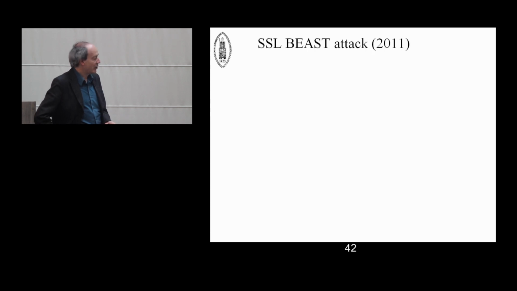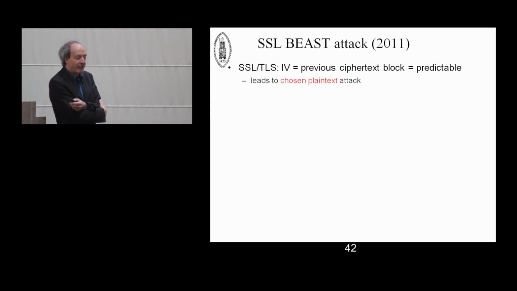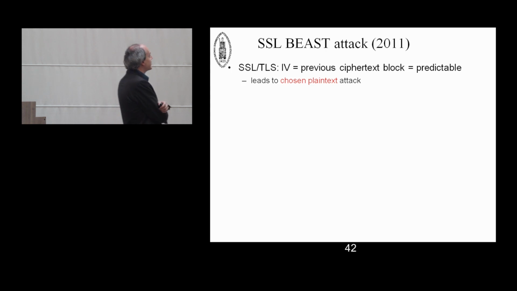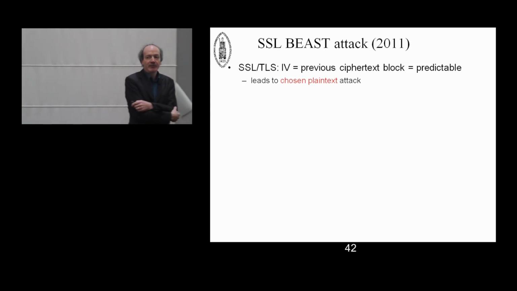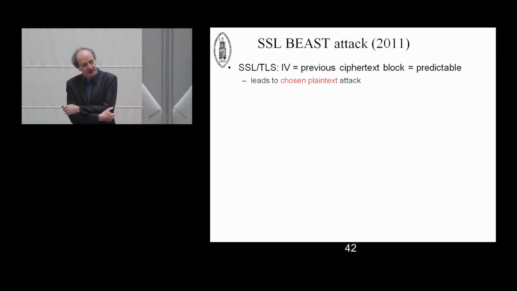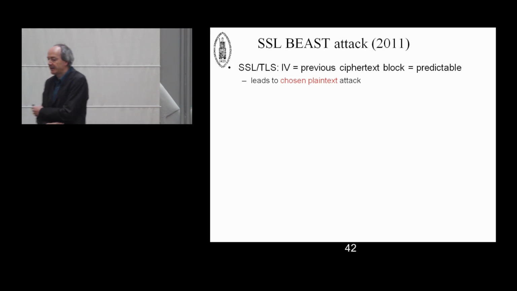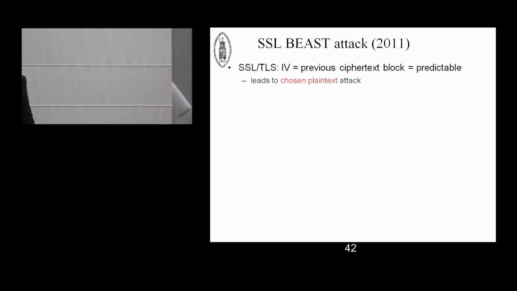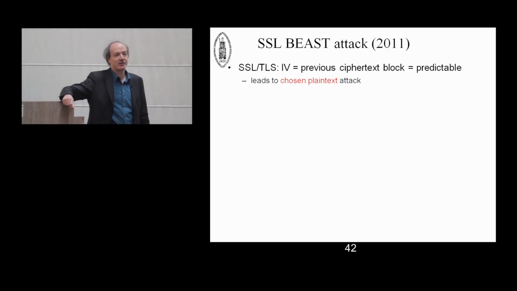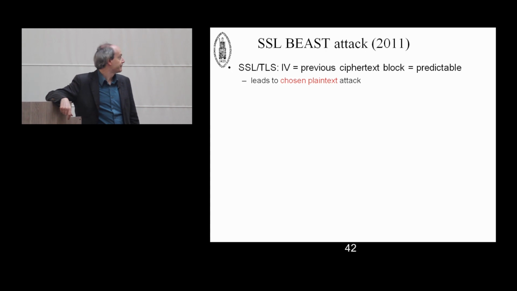So in 2011, we got the BEAST attack. Cryptographically, it's not a new attack in the sense that it is based on the fact that in SSL/TLS, the IV is not secret and random, but is a previous ciphertext block, which cryptographers advised heavily against in 2001. But I think, in fact, there are other papers and other work from the 90s where it was shown you shouldn't do this, okay?